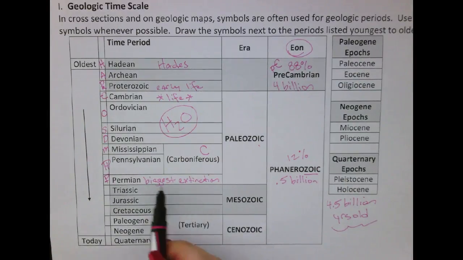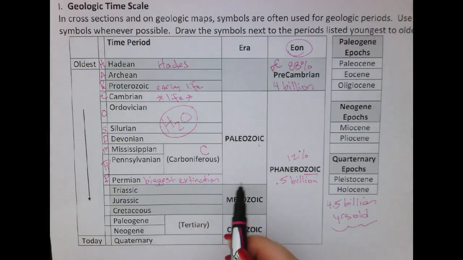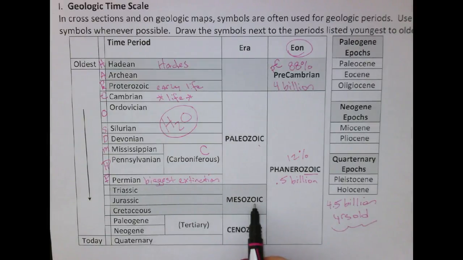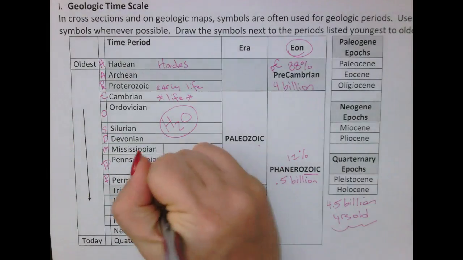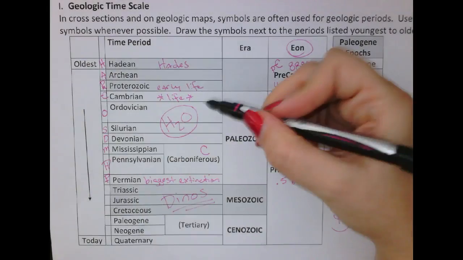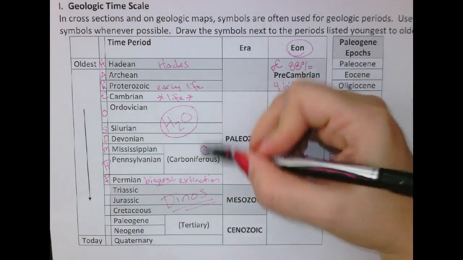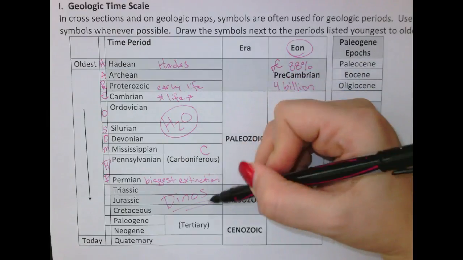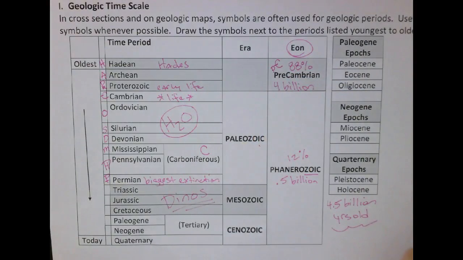Because it was such a big extinction, we switched over to a new era called the Mesozoic, which means middle life. This is really the time of dinosaurs and reptiles. So we had kind of a fish dominance, underwater dominance here. Now we have land-dwelling reptiles.